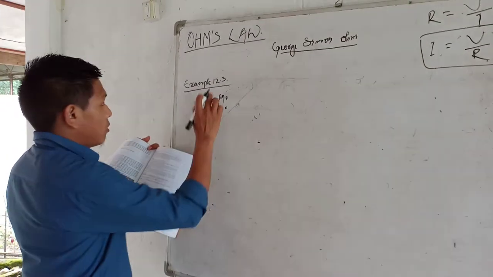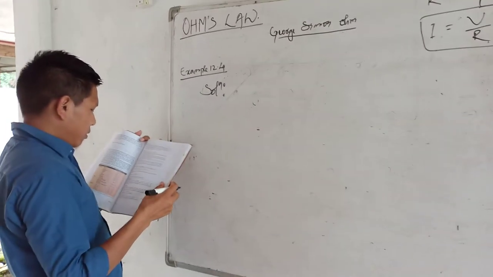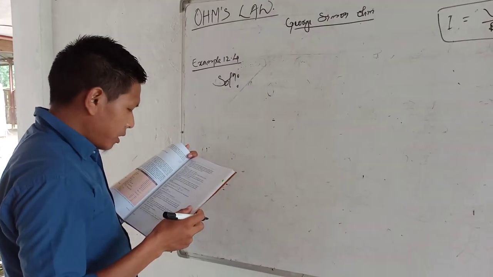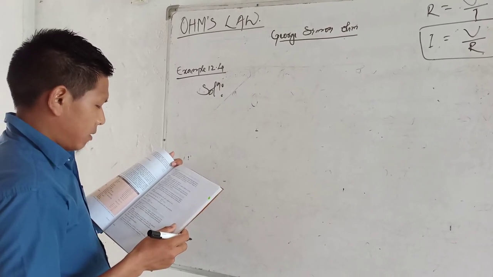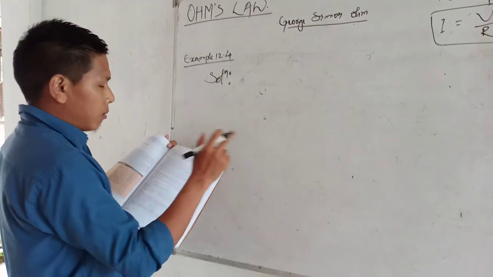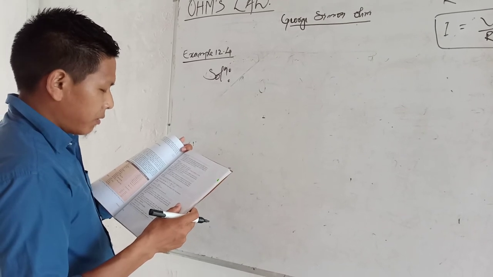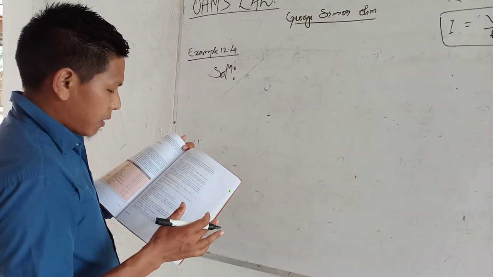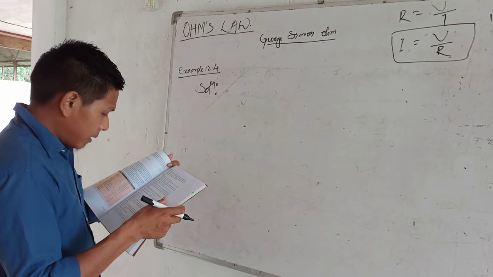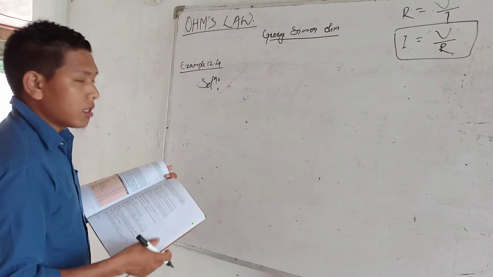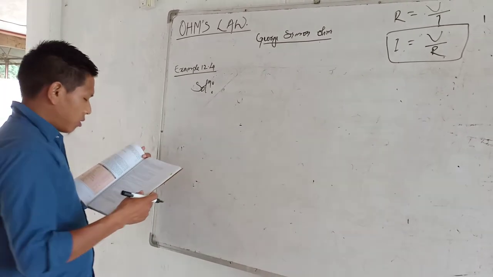Next we have example 12.4. Here they have given that the potential difference between the two terminals of an electric heater is 60 volt when it draws a current of 4 ampere from the source. What current will the heater draw if the potential difference is increased to 120 volt? 60 is increased to 120, doubled. So how much current will be drawn is the question.